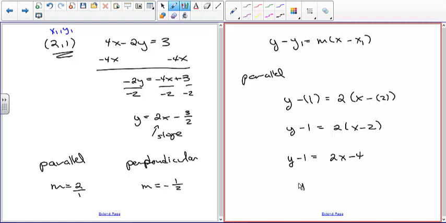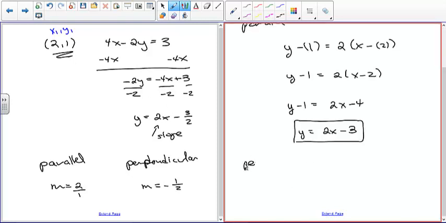Add 1 to both sides. And you get that. Okay, so that's the equation for a line that's parallel. Now to find the one that's perpendicular, the only difference is that instead of using a slope of 2, we use a slope of negative 1/2. So you're going to have y minus y1 is equal to negative 1/2 times x minus x1.